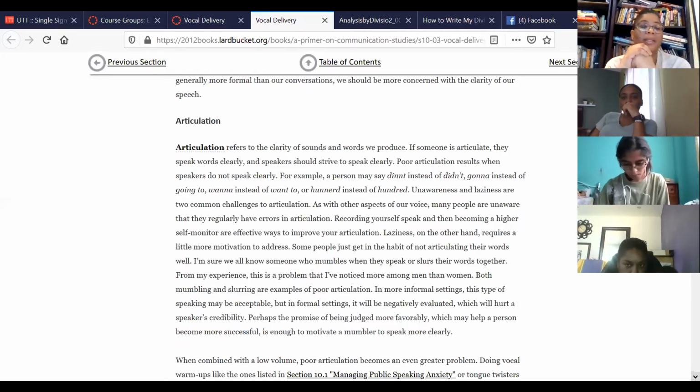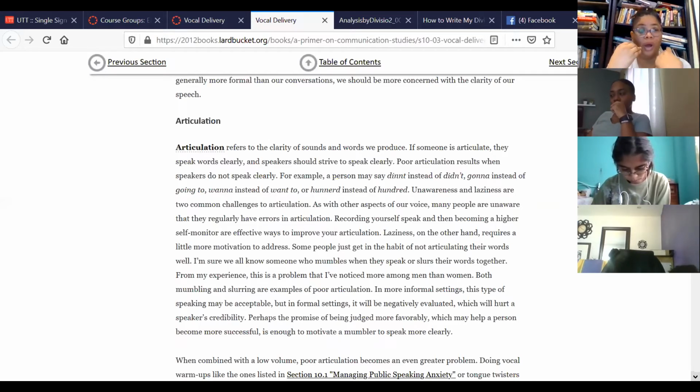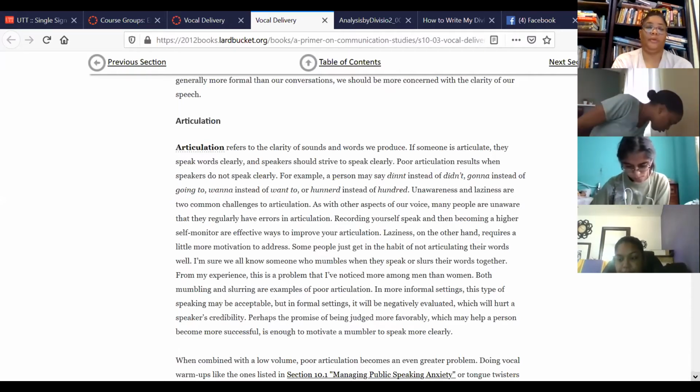This clarity very formally comes from the shape of your mouth, how you hold your lips, where you put your tongue, how you have it in relation to your teeth, and so on. These are things that help clarify your speech, right?